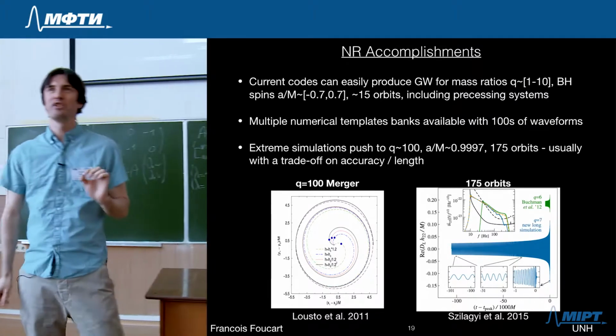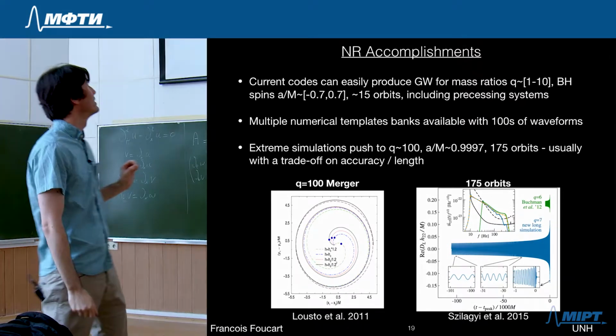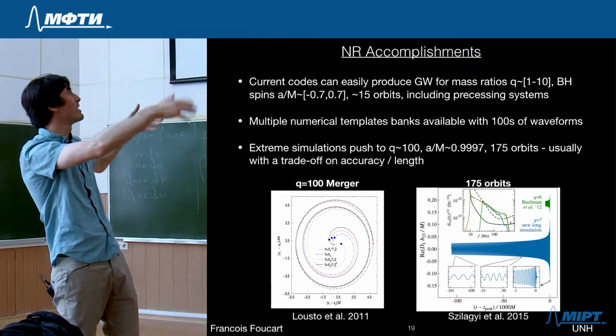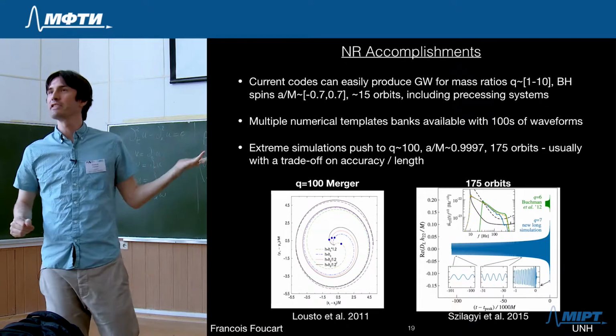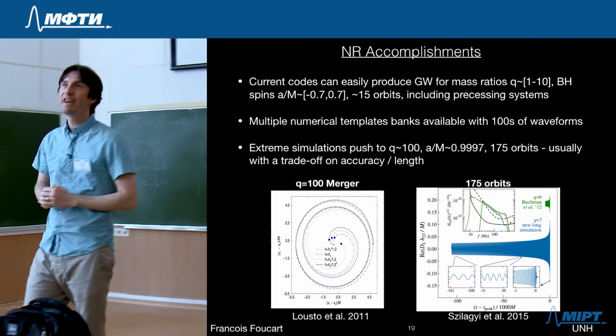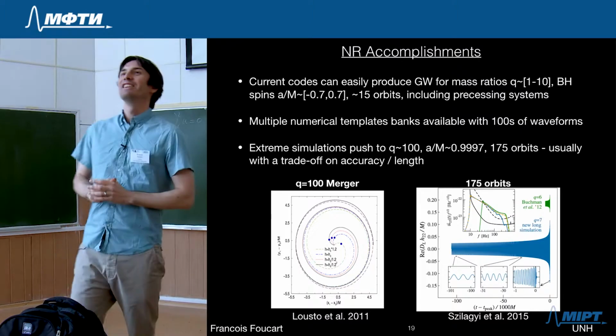And there is actually one simulation that has done 175 orbits, which is basically the entire duration of a black hole signal of standard mass in LIGO. That was also an accident. Someone chose the wrong initial parameters, forgot about the simulation for a year, came back and said, oh, it just finished.